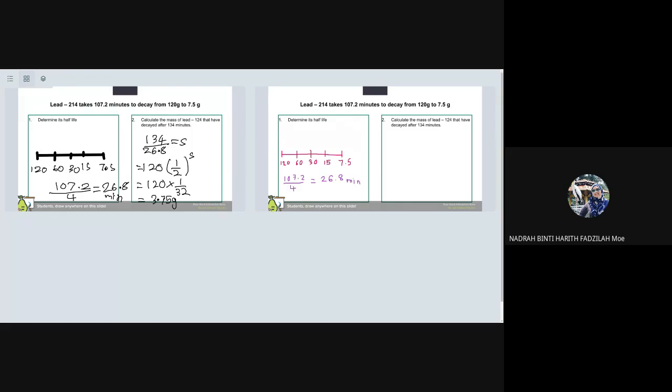From the timeline approach, we know that to reach 107.2, the lead-214 undergoes 4 half-lives. So we just divide 107.2 divided by 4, equals to 1 half-life is 26.8. Okay, very good. 26.8 minutes, you must write the unit.